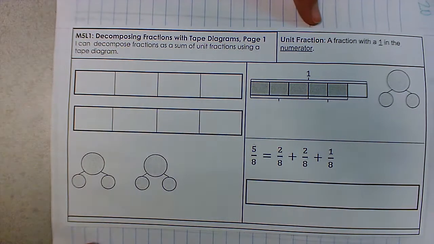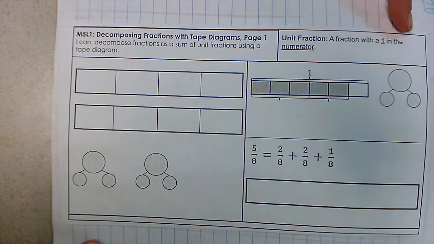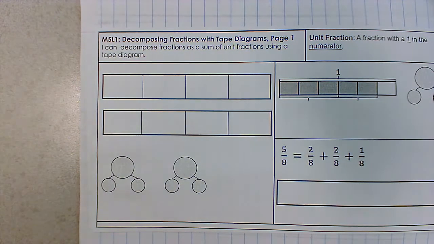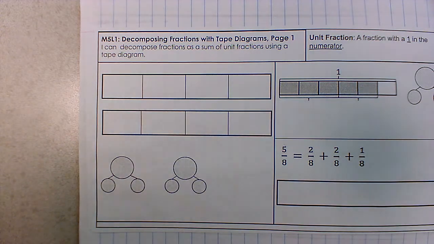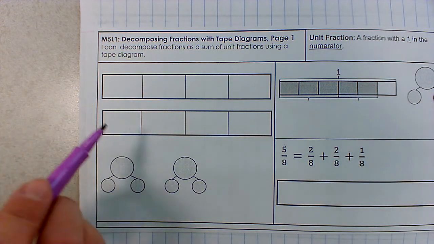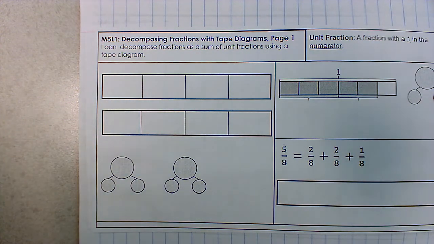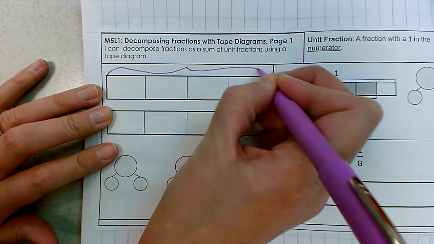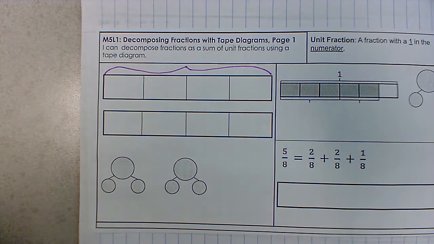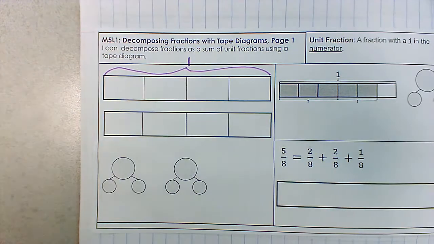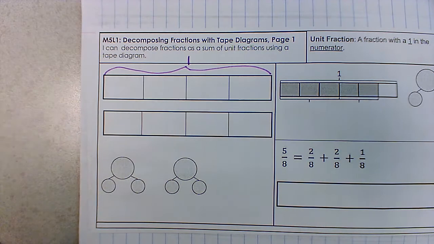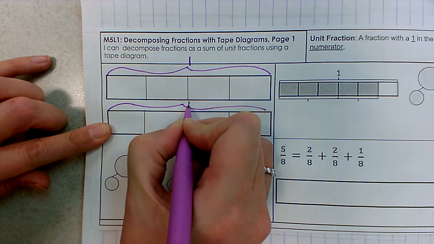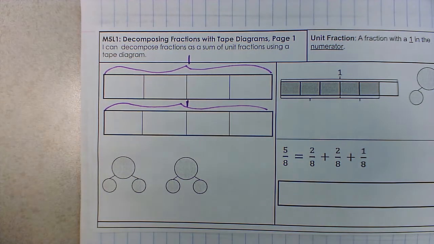Now I have our reminder up here that our unit fraction is a fraction with 1 in the numerator. Now we're going to look at this half first, and there's a lot of pictures and not a lot of information, so we're going to fill that in. Now I see 2 tape diagrams. And when I look at my tape diagram, the first thing I want to do is make sure that I know that if I look at this whole tape diagram from start to finish, it's representing one whole. Well, this one represents one whole, and so is this one. So I'm going to make sure I mark that this whole tape diagram is one whole.